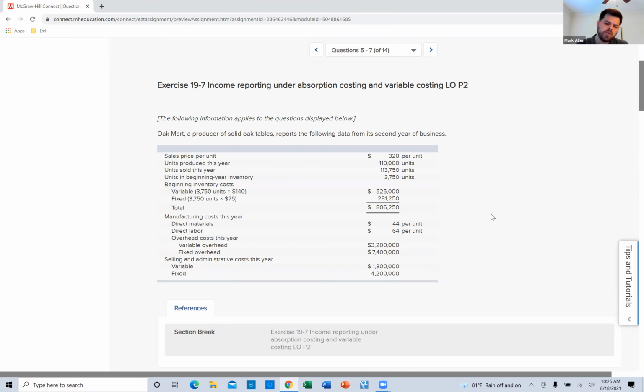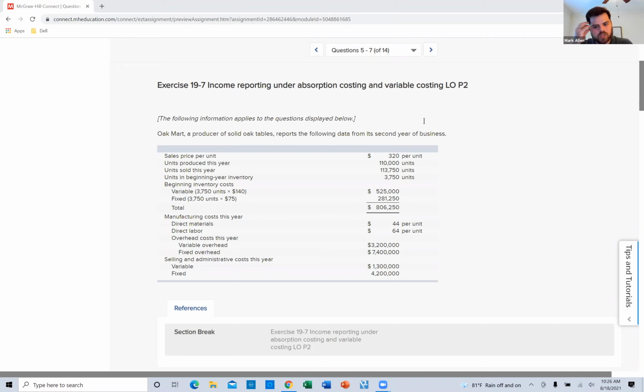So we see we've been given sales price per unit, units produced, units sold, beginning inventory, etc. Now, a couple of things I want to point out before we get too far. Notice here, units produced 110, units sold 113. As soon as I see that, hopefully the logical part of my brain says, if I sold more than I produced, I've got to have something in beginning inventory, because if I didn't, it doesn't work, right? I can't physically sell units that I haven't made yet.